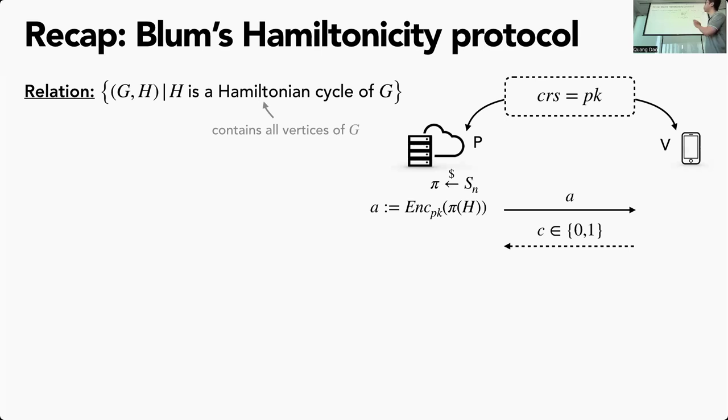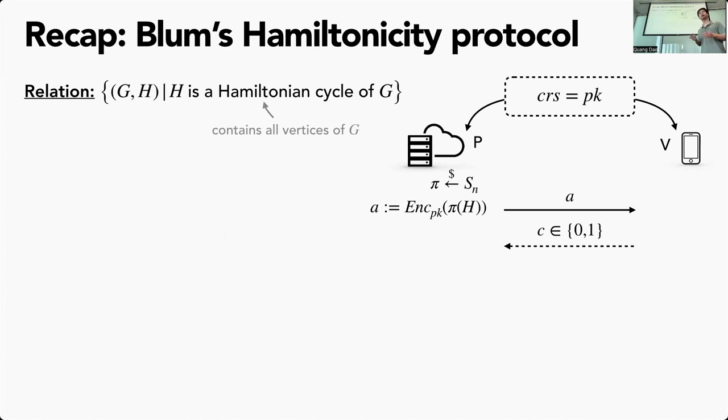Okay, so in the first round, the prover is going to sample a random permutation, and then it's going to encrypt, using some public key that is in the CRS, the subgraph H, but permuted by this pi. So essentially, you're just sending an encryption of a random cycle. Okay. So in particular, it doesn't even depend on the graph G at all. It's just a random cycle. You sample it and then you send it. The verifier is going to send back the challenge, either 0 or 1.